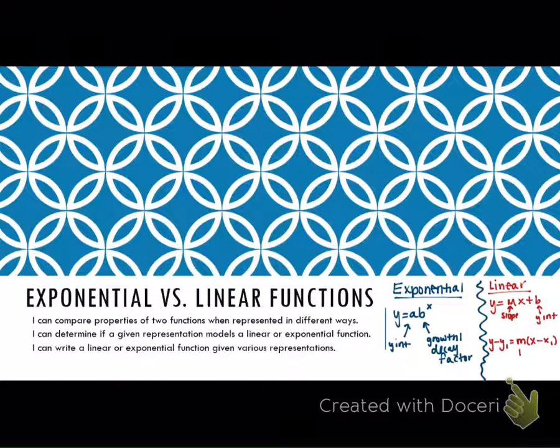Remember, m is still your slope. X1 comma y1 is your point. It's any point along the line. So those are just some things to remember when we're going into writing equations of exponentials and lines. Let's go ahead and get that copied and then we'll get into our examples.